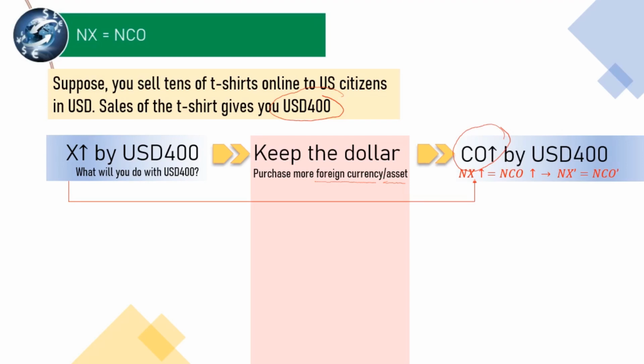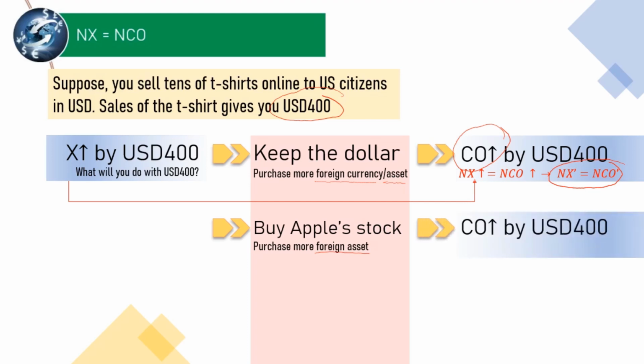So it is evident that net export is equal to net capital outflow. The second possibility is you may use the dollar to buy a US company's security, say Apple stock. It is clearly a purchase of foreign assets, a capital outflow. Then, just like the first case, net export increase is accompanied with the increase in net capital outflow. Net export again is equal to net capital outflow.